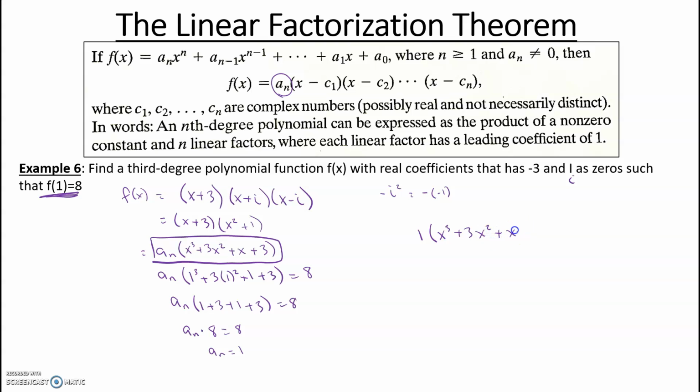So in this one, finding a sub n didn't really do much because our function is exactly what we had in the first place. However, sometimes a sub n is a different value. Like if it was 2, you'd have to distribute that 2 to get your final function. But just work your way through it. Remember imaginaries. You're always going to have the imaginary number and the conjugate.